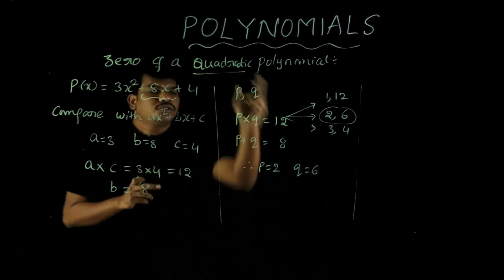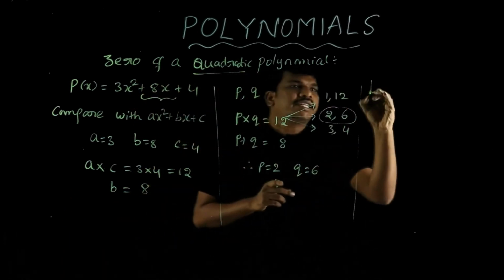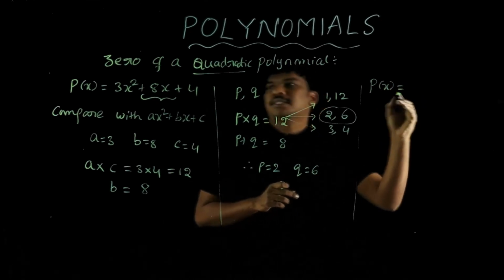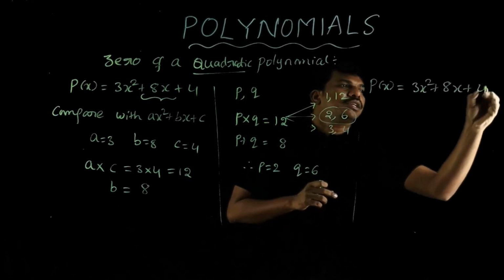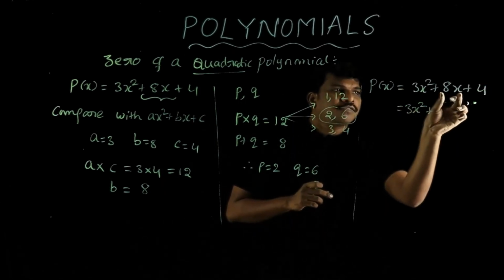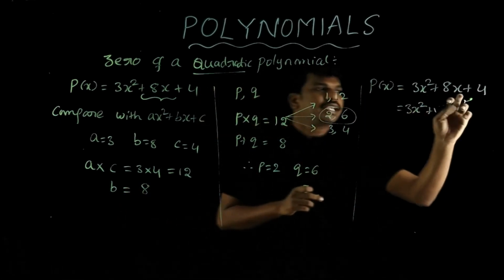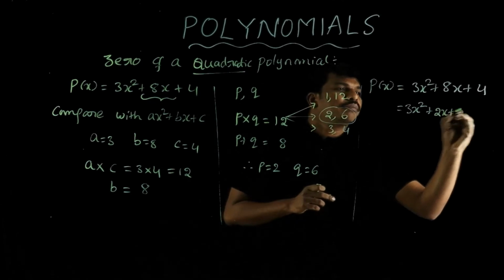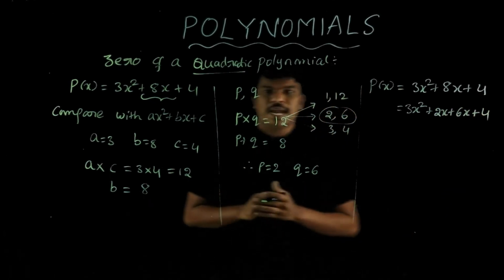To find the zeros, we will find the two new numbers first. After that, we will split the terms. The given polynomial is 3x square plus 8x plus 4. We will keep the first term as it is. In the place of the second term, we will use this 2 and 6. That means 8x can be split into 2x plus 6x, plus the third term, the constant, as it is.